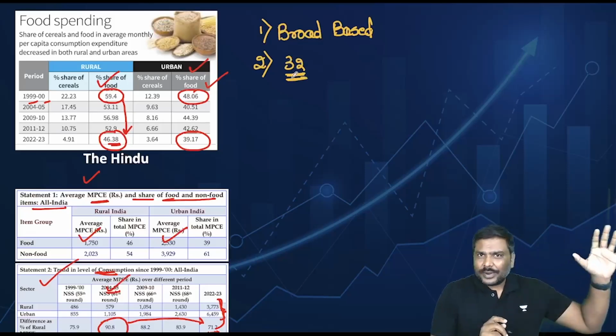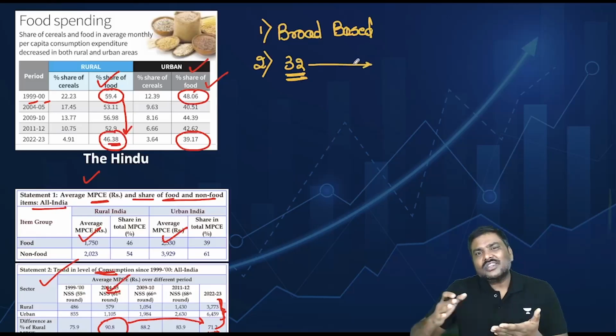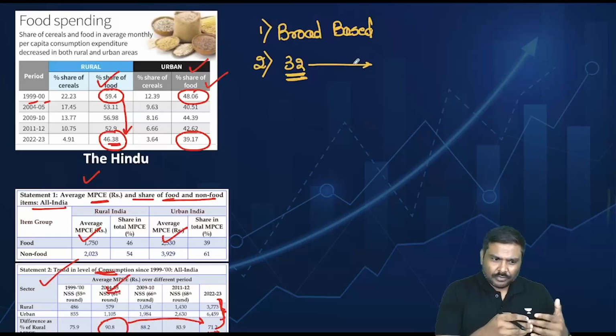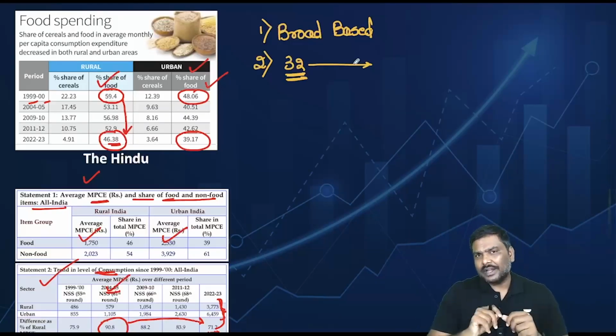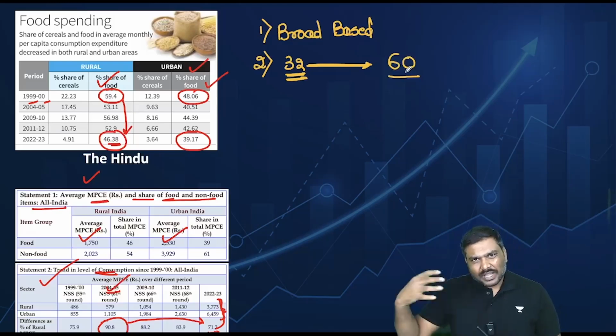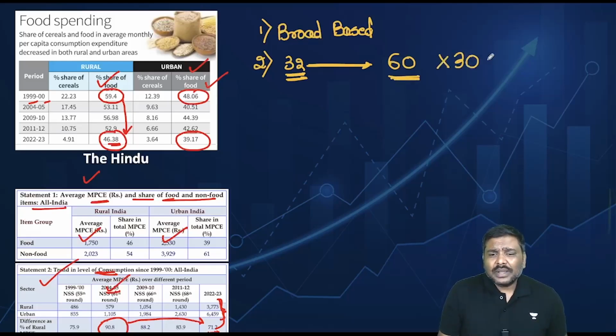Now that was for the year 2011 and 2012. If you extrapolate it, just to be very clear here, it was 32 rupees for rural India and 47 rupees for urban India. But if you extrapolate this and adjust it for inflation, the argument is it could become somewhere around 60 rupees now. Now, what is the use of it? If it is 60 rupees per person, and if you multiply it by 30, this will become somewhere around 1800 rupees.